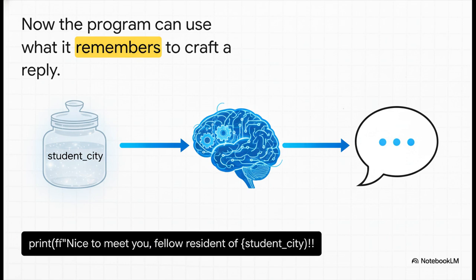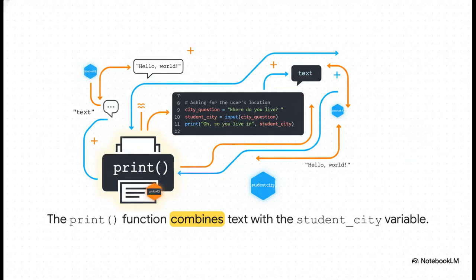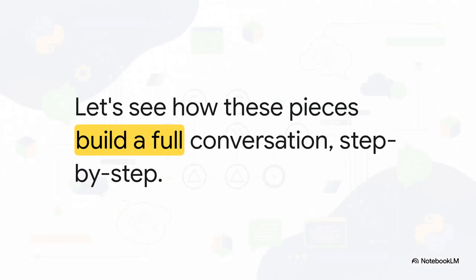And now that the info is stored, the program can use it to build a reply. It uses the print function to mix its own text with the data from your variable. All right, let's watch how these simple pieces build a whole back-and-forth conversation.